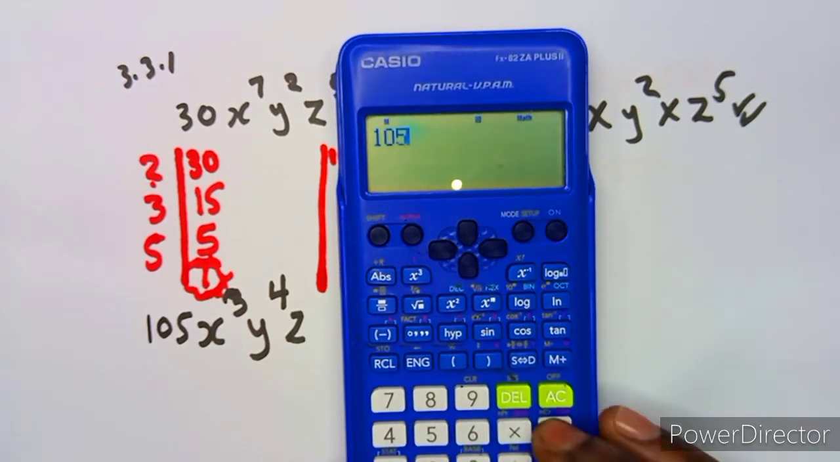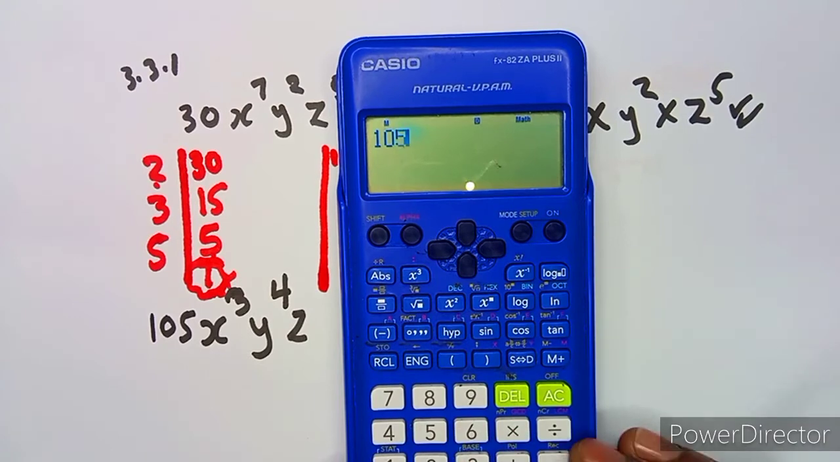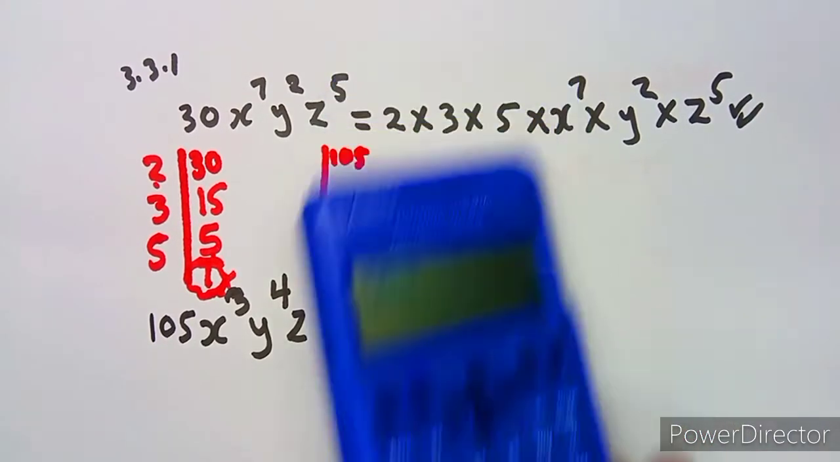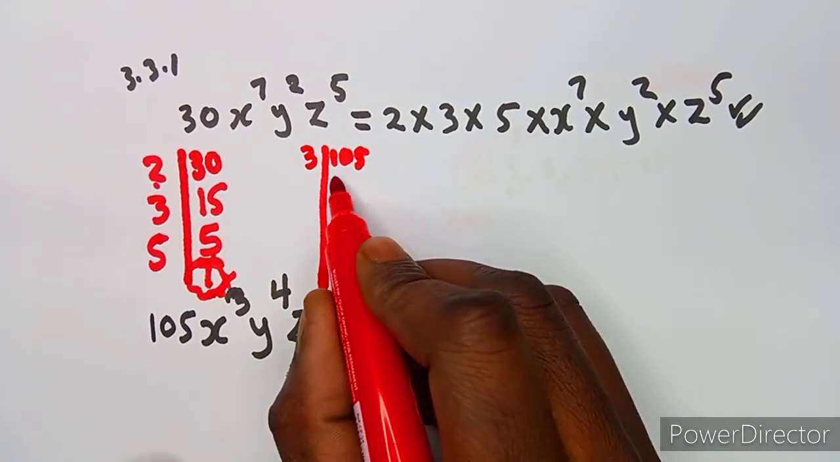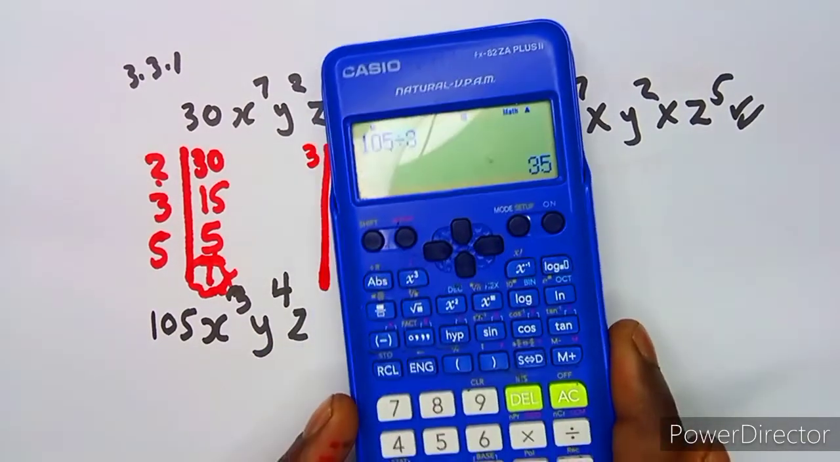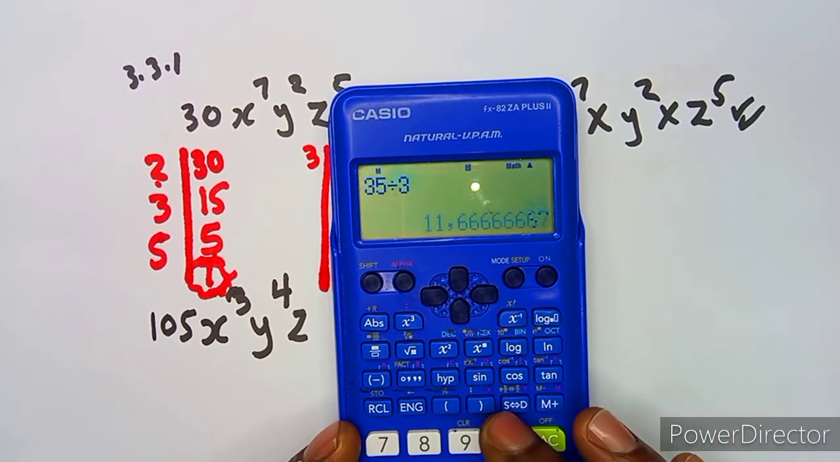105 like this, divided by 2. As you can see, it's a decimal, it's not working. So you move on to 3. 105 divided by 3, as you can see, gives us 35. Which means 3 is a factor there. So you can divide by 3, which is a prime factor, and we obtain 35. Now 3 cannot work because we are now at 35. 3 is not a factor of 35. Let's just try 35 divided by 3. It cannot work because it's giving us a decimal.